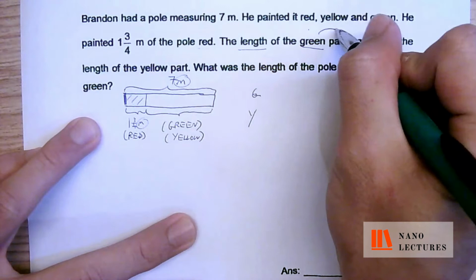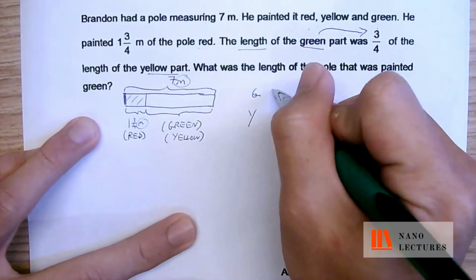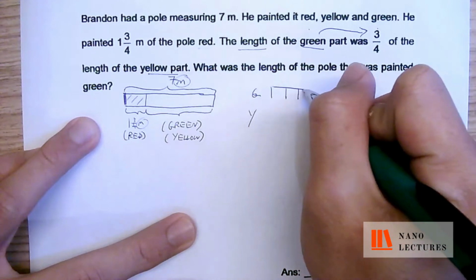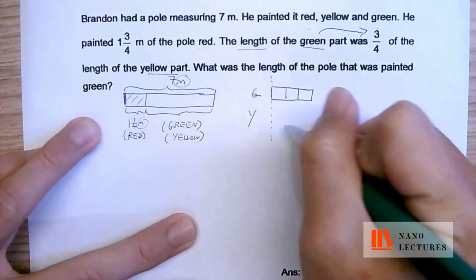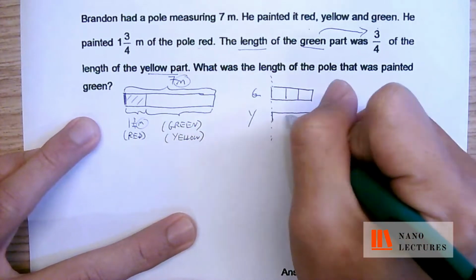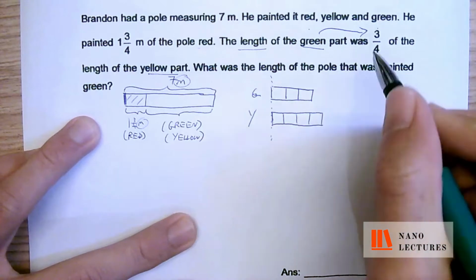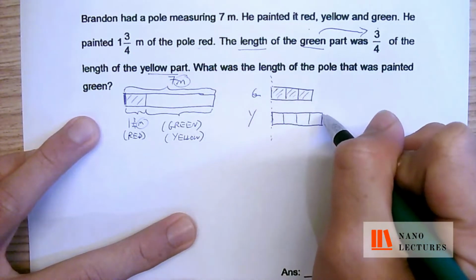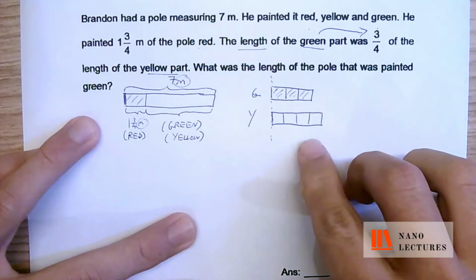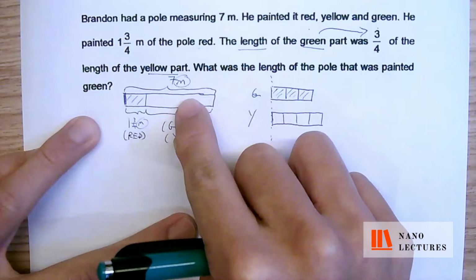Which means green is 3, and yellow is 4, like that. So 1, 2, 3. Same starting line. And yellow is 4: 1, 2, 3, 4. Now, do you see that the green is now 3/4 of the yellow? After drawing this model, then insert it back over here.